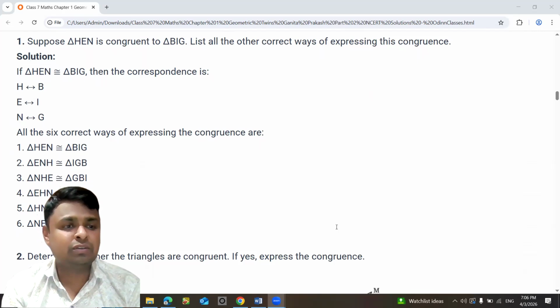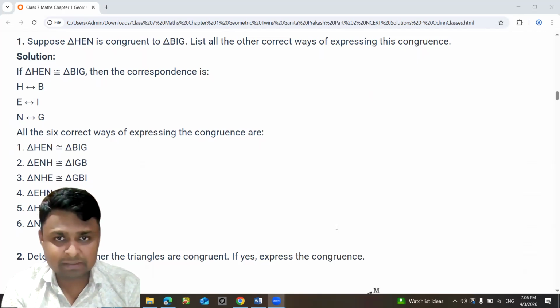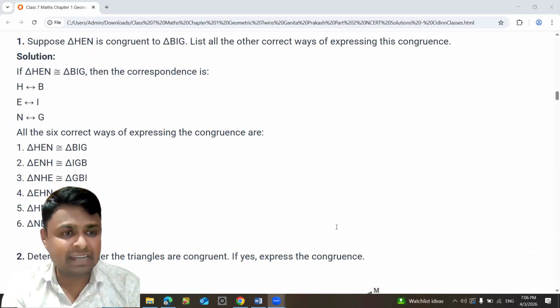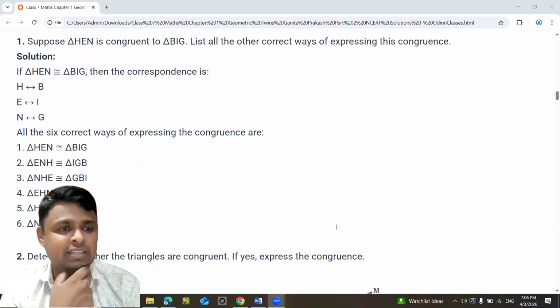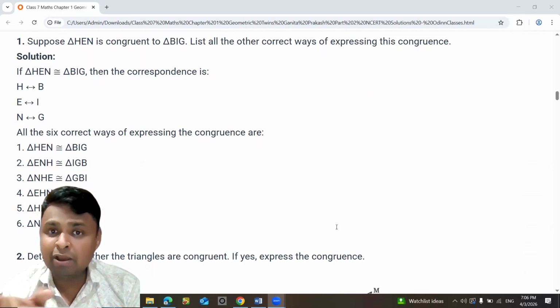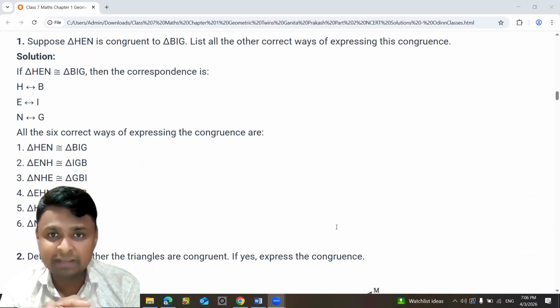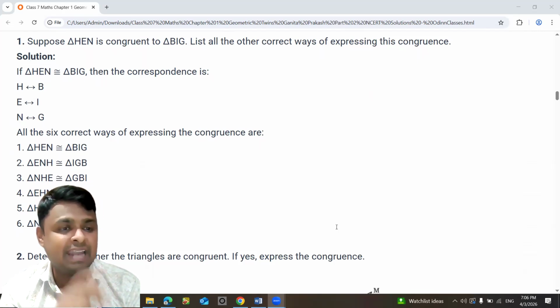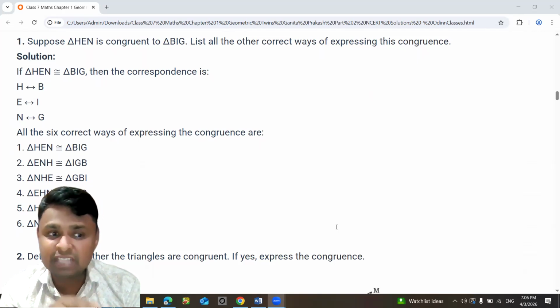So look at the first method of writing the names of the congruent triangles. The first one, HEN, is congruent to BIG. Then we shift H to the other side, so we get ENH. And then we write down IGB because we shift B to the other side. Are you getting it? Next, you can see NHE. After N, there is H, then there is E. Now you know that in front of N, what should be there? G. So GBI. That is the way.